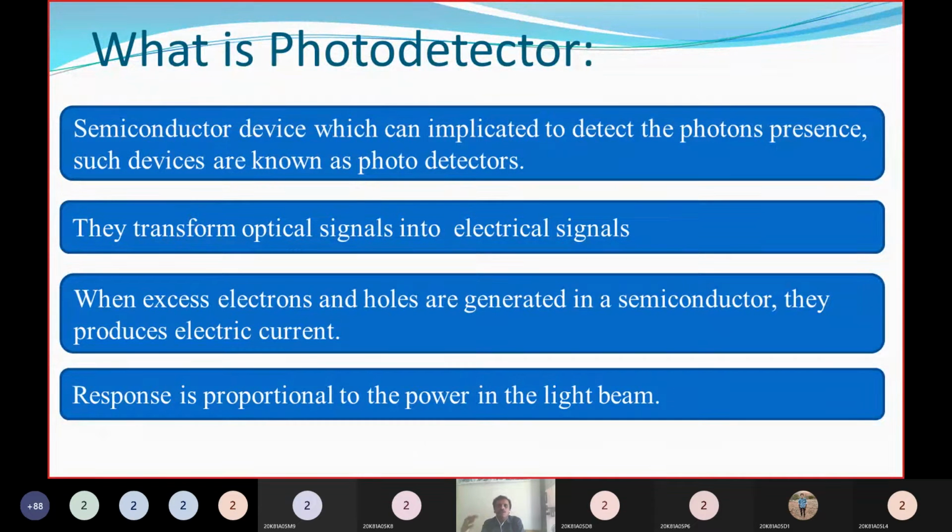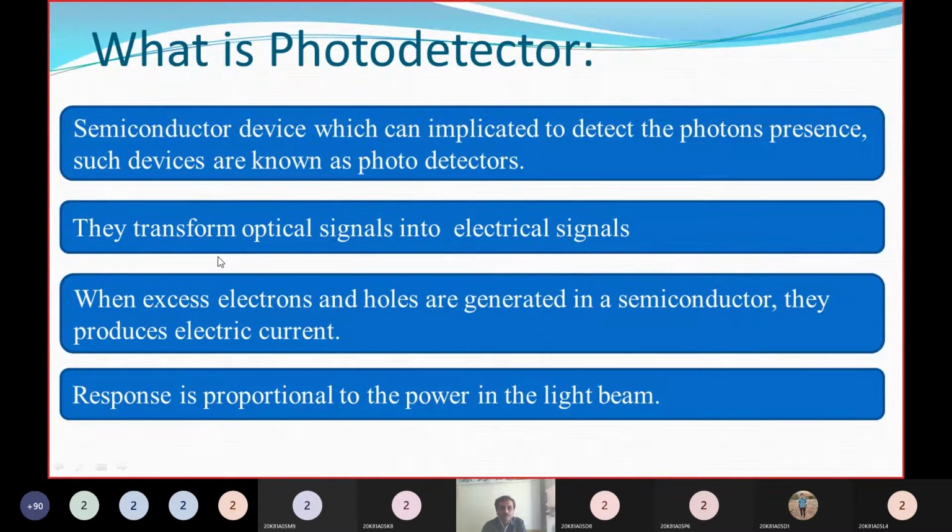So what happens? Charge carriers increase. More charge carriers means there is a chance of increasing current in the circuit. Based on this phenomenon, the photodiode works.